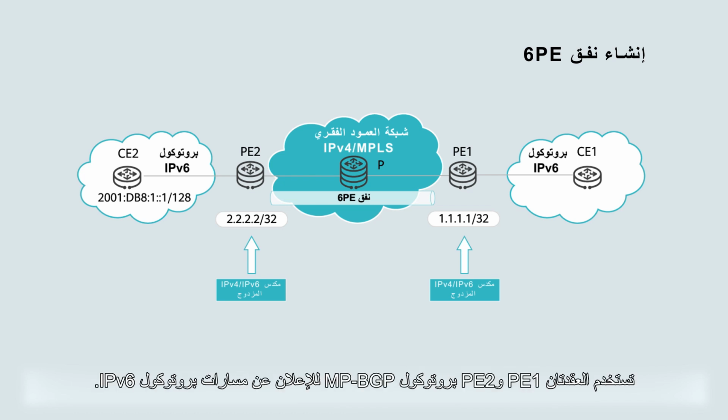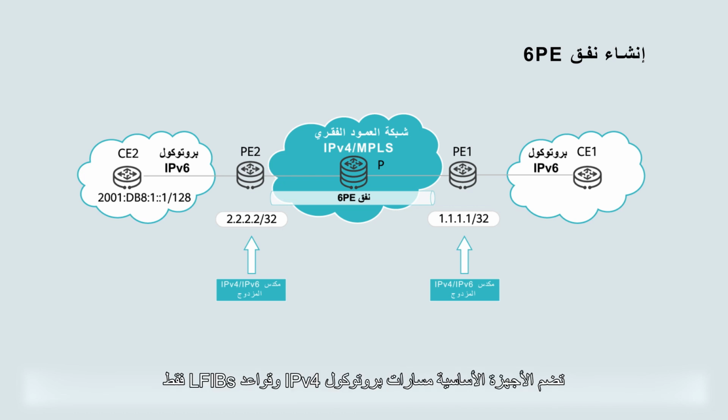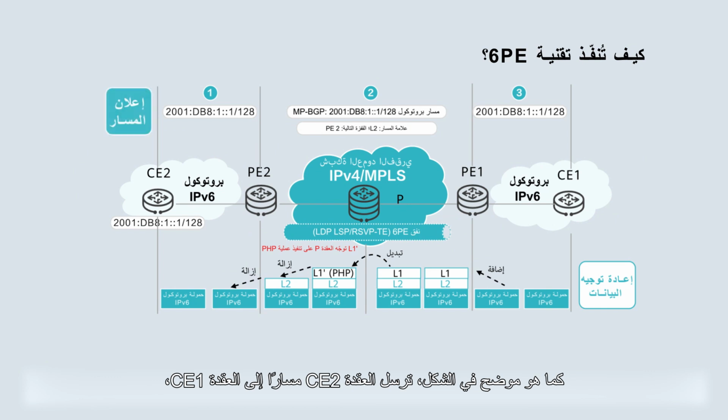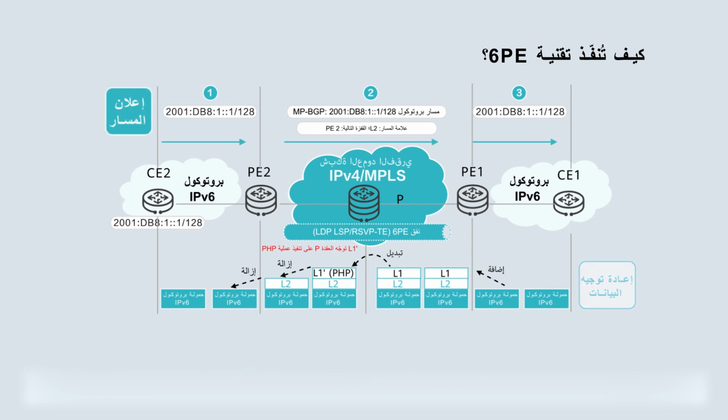PE1 and PE2 use MPBGP to advertise IPv6 routes. Core devices have only IPv4 routes and LFIBs and no IPv6 information. Next, let's look at the 6PE route transmission and the packet forwarding process. As shown in the figure, CE2 sends a route to CE1, and CE1 sends a packet to CE2. L1 indicates the outer label allocated by MPLS, and L2 indicates the inner label allocated by BGP. The 6PE route transmission process is as follows.